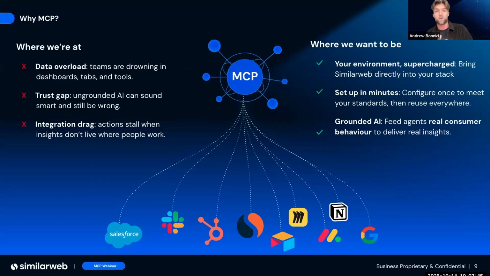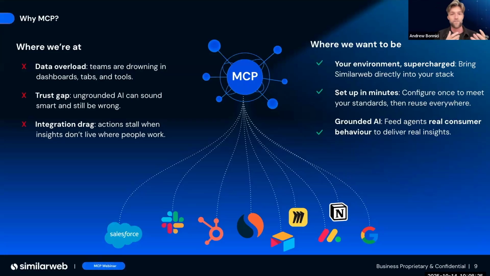Now that we kind of understand what it is, let's talk about why it matters right now, because this isn't happening in a vacuum. It's happening in a really specific moment in time. So, right now where we're at, I hear from every team I speak to, we've got too much data. There's too many dashboards, tabs, tools, and we're drowning in it. And at the same time, you're all being asked to move faster, to use AI to automate, to summarize and make decisions. But there's this trust gap that exists because as powerful as these tools are, ungrounded AI can sound really smart, but still be quite wrong some of the time.